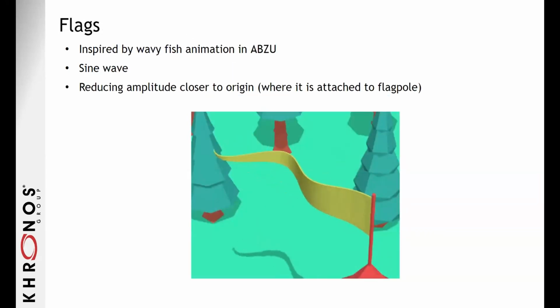Another animated object here is flags. Animation is inspired by the fish animation in the game Abzu. A simple sine wave is applied to vertices while reducing its amplitude closer to the flagpole. To correctly apply lighting, normals are also bent. To bend them, a cosine wave of the same frequency is used since it is the derivative of sine.